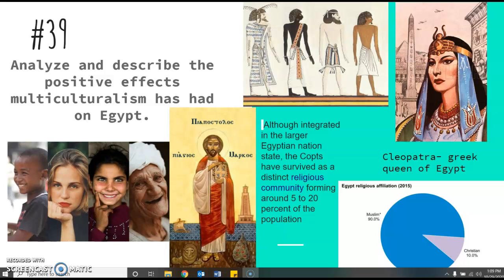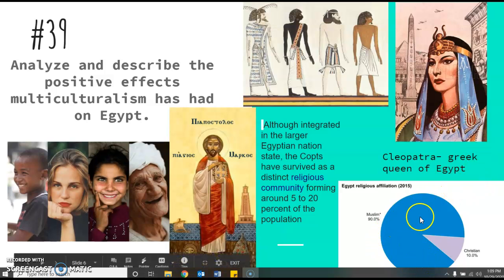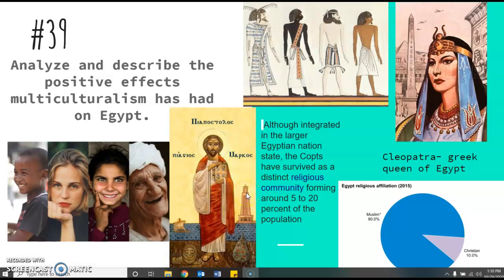And so, even today, though 90% of the people in Egypt are Muslim, there is a large 10% minority of Christians. They're known as the Copts, right here, the Egyptian Copt community. And it's a Christian community, and they continue to be an important part of the religious diversity that exists in parts of Egypt. And today, Egypt's multiculturalism, they kind of span Africa and Europe and the Middle East, and that's a positive effect for that country as well.